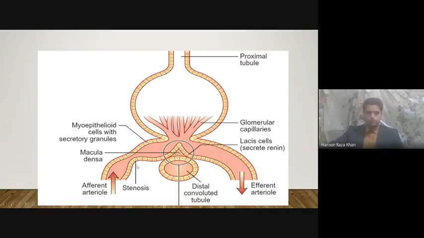Now, notice the stenosis has occurred here. Efferent arterioles, where blood flow is reduced due to some trauma or certain reason, reducing the blood flow through this area. Now, this reduced blood flow will lead to the macula densa or lacis cells secreting the renin, and the process that I have told you previously will start to begin.